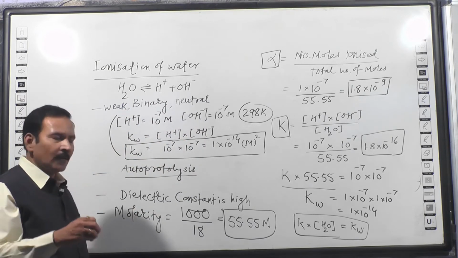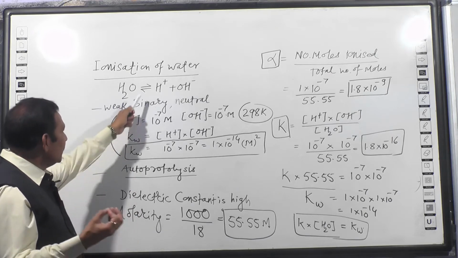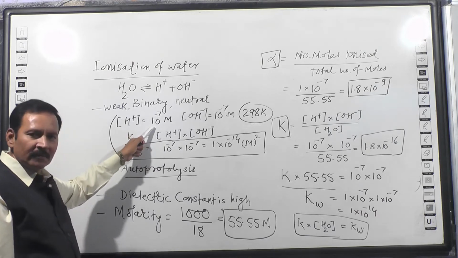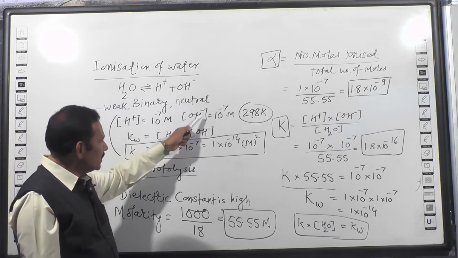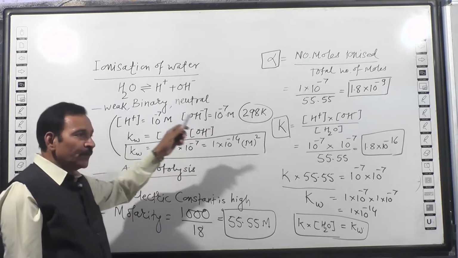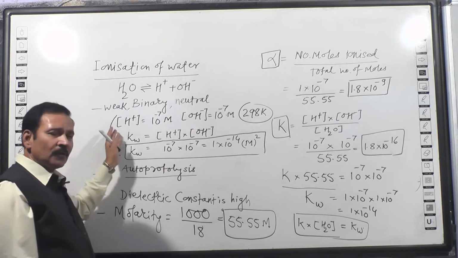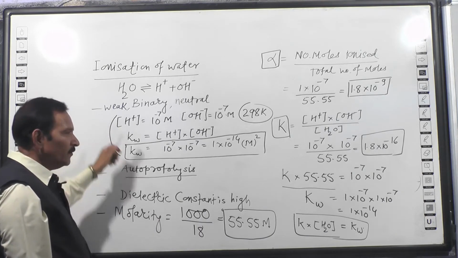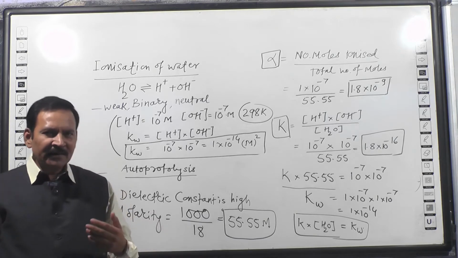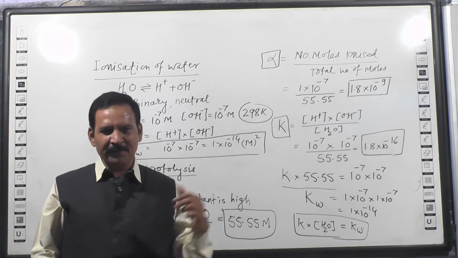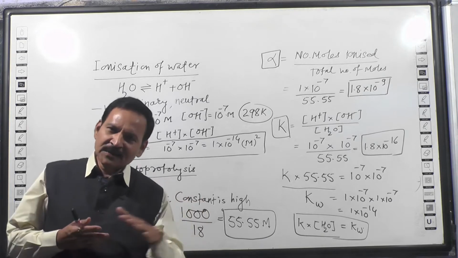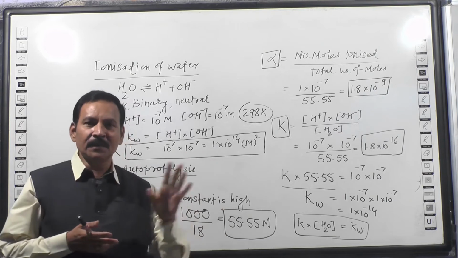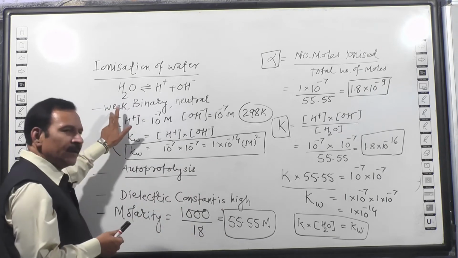Why is it weak? Because at the equilibrium stage, a very small concentration of H plus is present, 10 to the power minus 7, and also for OH minus, 10 to the power minus 7. Because of this small ionization of water at equilibrium, we call it a weak electrolyte. In some books we will find the word feeble ionization of water. Feeble means ionization is taking place, but it is not significant. So ionization of water is feeble, therefore it is weak.